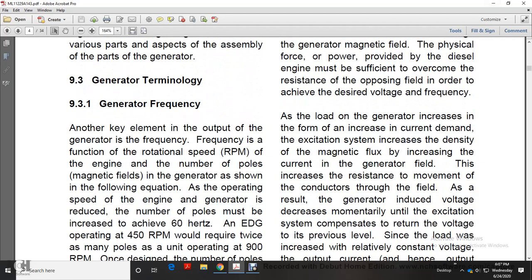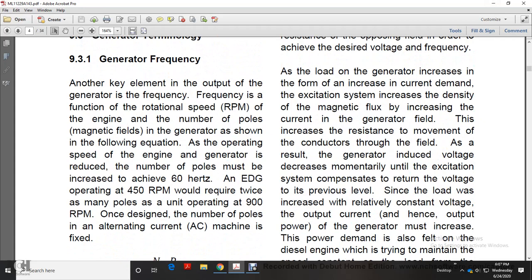9.3 Generator terminology. 9.3.1 Generator frequency. Another key output of the generator is frequency, which is a function of the rotational speed, or RPMs, of the engine and the number of poles of the magnetic field of the generator, shown in the following equation. For the operating speed of the engine generator to produce 60 hertz, the number of poles must be increased. An EDG operating at 400 RPMs would require twice as many poles as a unit operating at 900 RPMs.